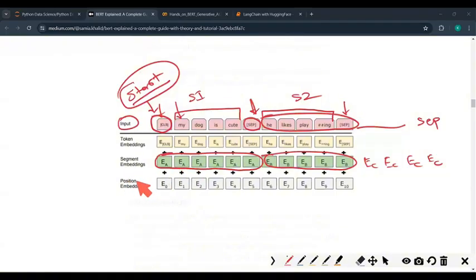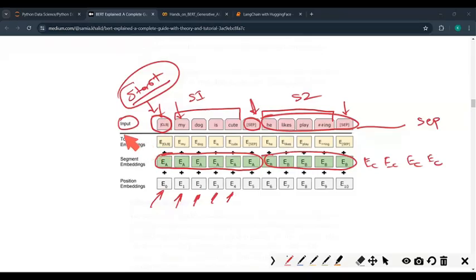After segment embedding, it does the position embedding. Why is position embedding required? Because we are breaking down a statement into tokens. We have a collection of tokens, a collection of words here, right? We are not giving the entire statement connected together. So position embedding is very important to tell that the first word was CLS, then my dog is cute. Their positional embedding has to be done as well.